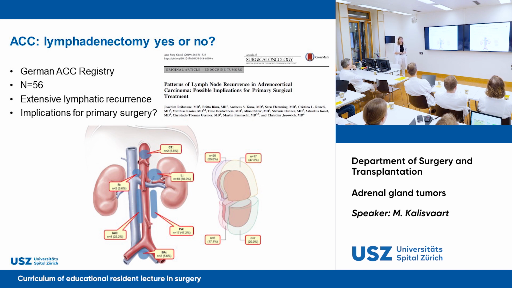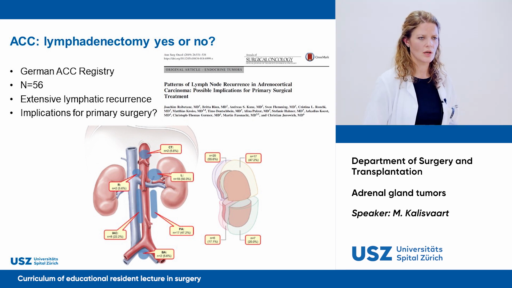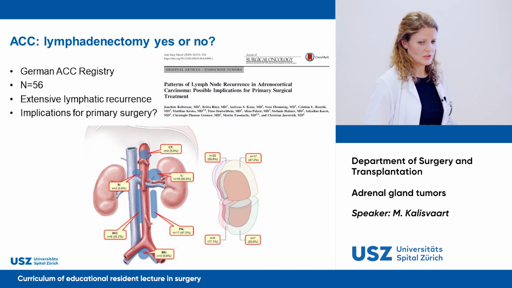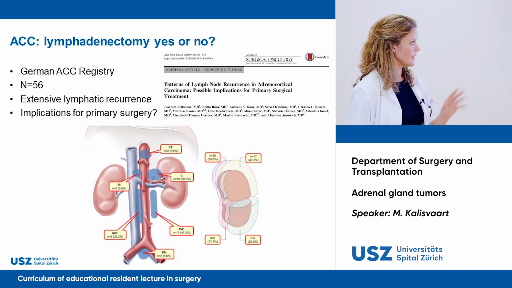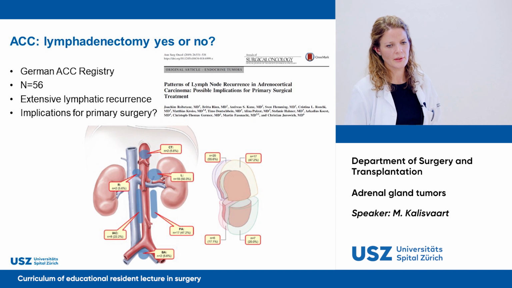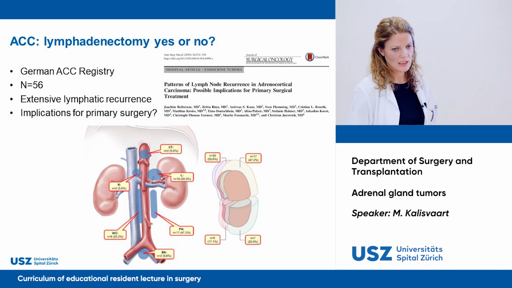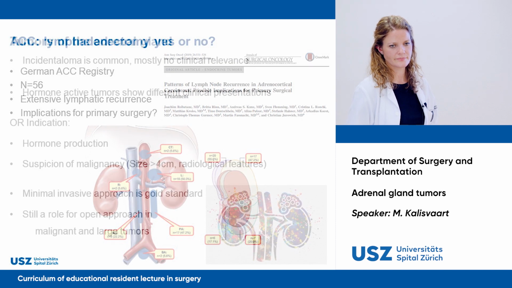In 65 patients, they published this paper this year, and they looked at the recurrence of these malignant tumors in the lymph nodes, and they saw that the recurrence is actually quite extensive. So they suggest that each patient should have an extensive lymphadenectomy if possible to prevent recurrence of the carcinoma.